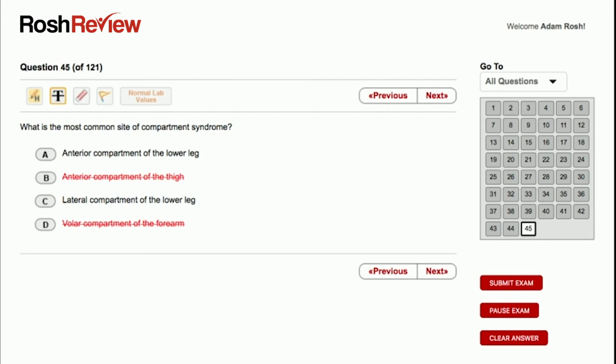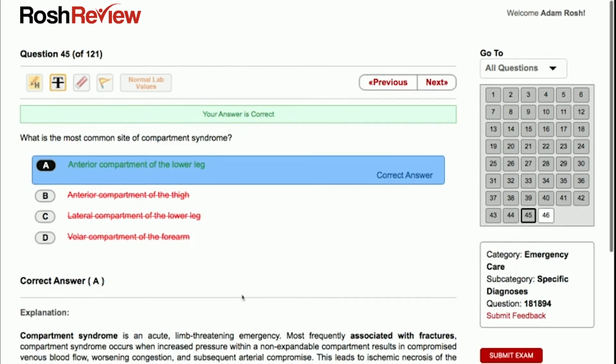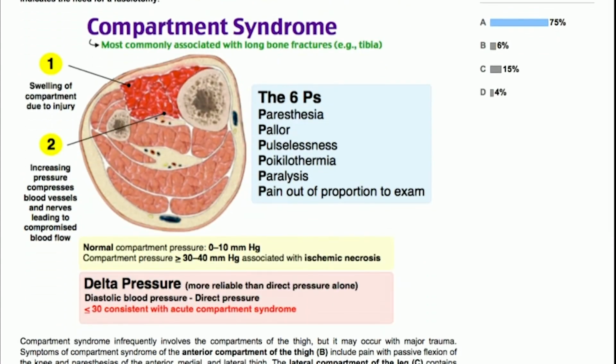And so the lateral compartment, you could feel on your leg, there's a little more soft tissue there, and the fibula is not as prominent. So of these two answer choices, I'm going to cross out lateral compartment of the lower leg and stick with the anterior compartment of the lower leg. And I know that tibial fractures are at highest risk for developing compartment syndrome. So let's go with answer choice A. And sure enough, that is correct.